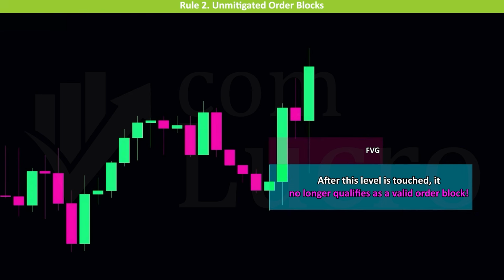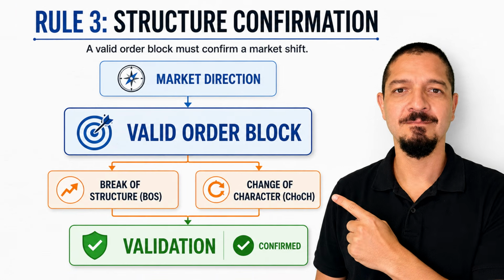Although there are approaches that reuse mitigated order blocks, those will be discussed in other videos. For now, the key idea to remember is that order blocks are generally treated as a one-time use. The third rule, and the most important one, is that a valid order block must lead to either a break of structure or a change of character after it forms.